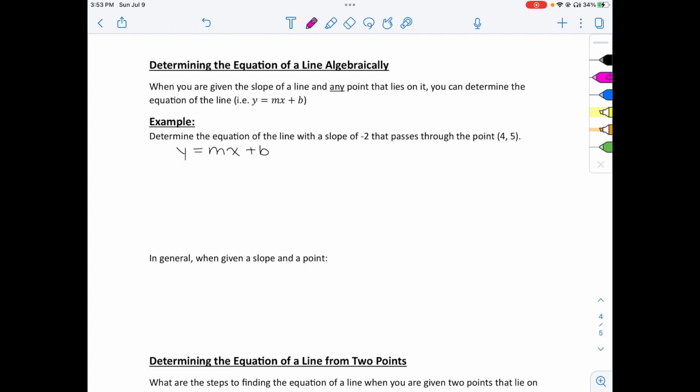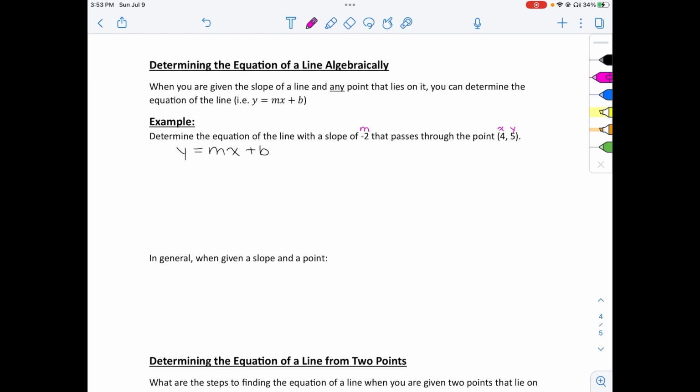So I'm reading my question here. It says determine the equation of a line with slope of -2 that passes through the point (4, 5). So if my slope is -2, that's my m value, and it's going through the point (4, 5). If we remember, a coordinate is written as (x, y). So if I wanted to assign variables to these, 4 would be my x value, 5 would be my y value.